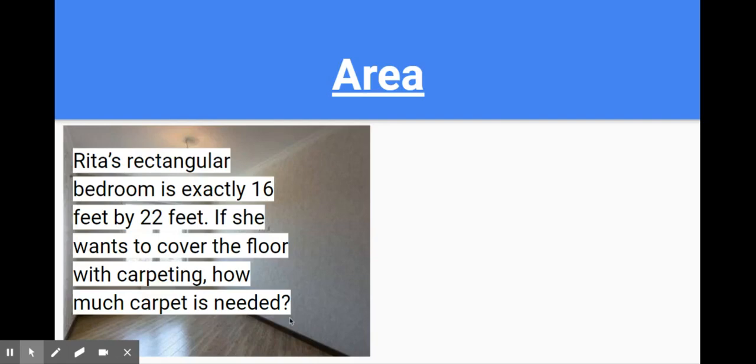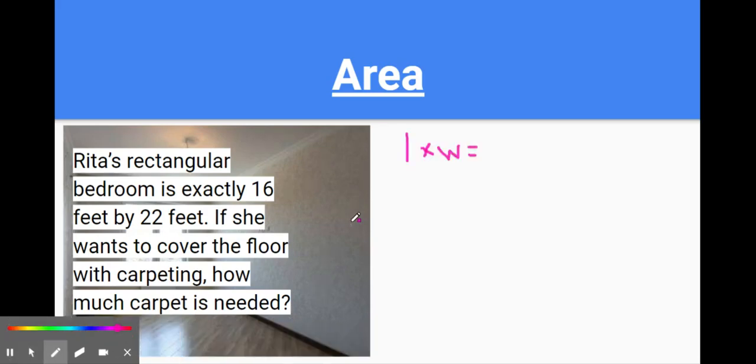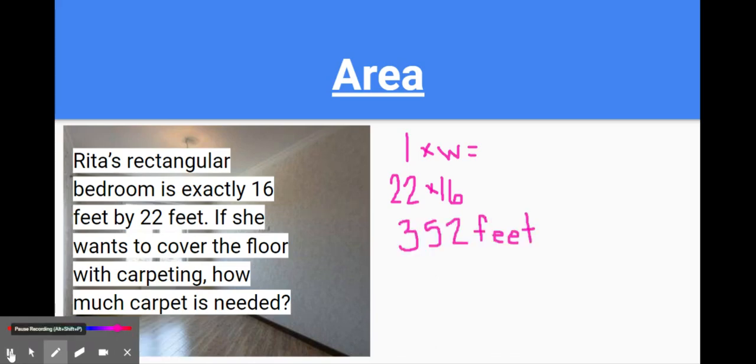Now, remember to find the area, we multiply length times width. All right, and we're just going to plug the numbers in. So we're going to use 22 for our length times 16, which is going to be our width. Take a moment, pause your video, and find the answer to this problem. All right, and our answer is going to be 352 feet.